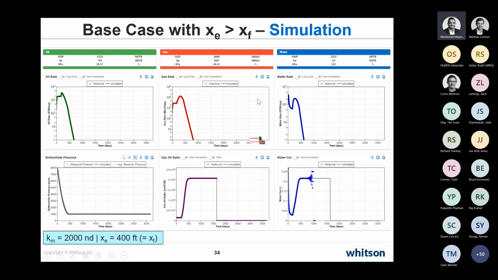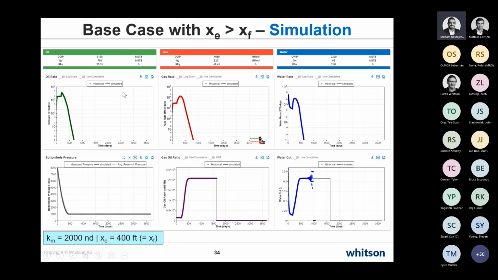If we went to a case where we make the matrix permeability 2000 nanodarcy now, where the extent of the reservoir is 400 feet, and that's equal to the fracture half length, so this is a fully penetrating fracture. The permeability is 2000 nanodarcy, which is fairly high. So you see super quick depletion of the reservoir here, and you see also very quick decline of the rates.